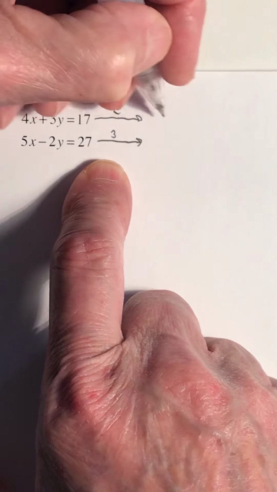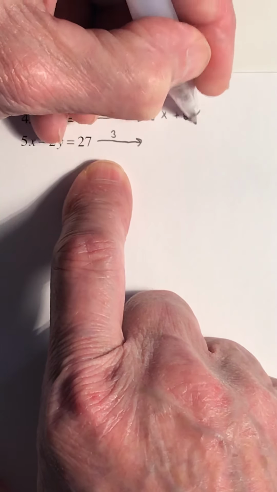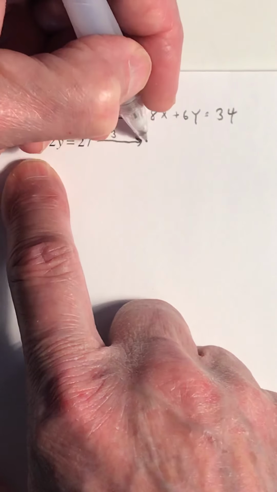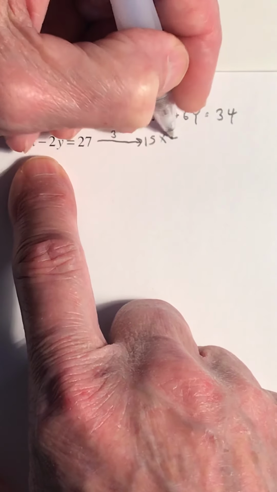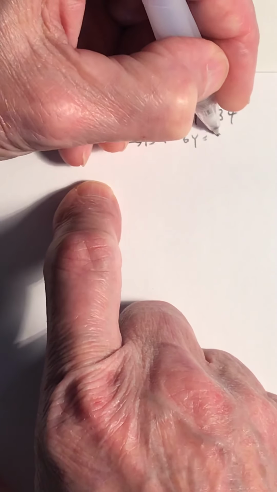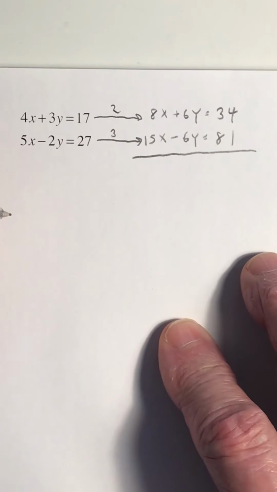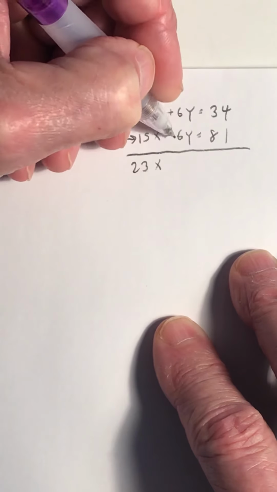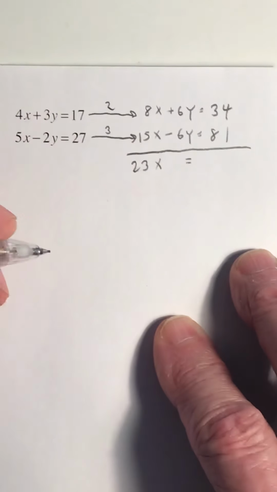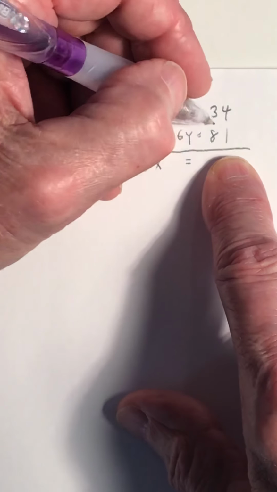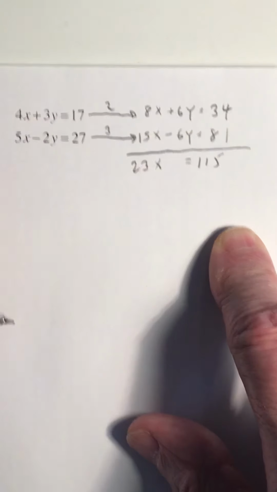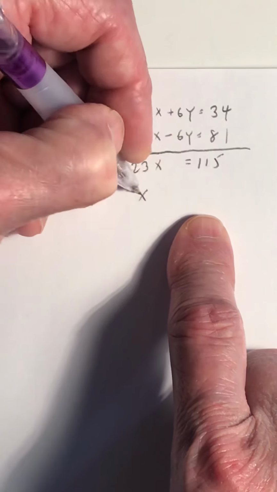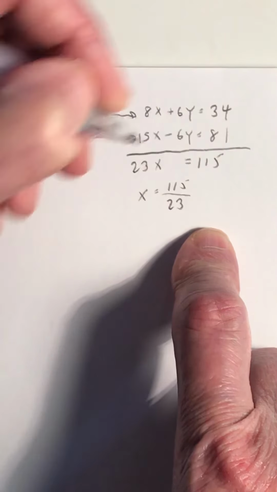Notice I'm just concentrating on my targeted opposite column as I make a decision about what to multiply by. So 2 times everything there makes that 8x plus 6y equals 34. And 3 times everything here, that makes 15x minus 6y equals 81. Now when we add the columns, 8x and 15x, that's 23x. 6y and minus 6y is 0y, so the y's disappear as we hoped for. And 34 and 81, that's 115.